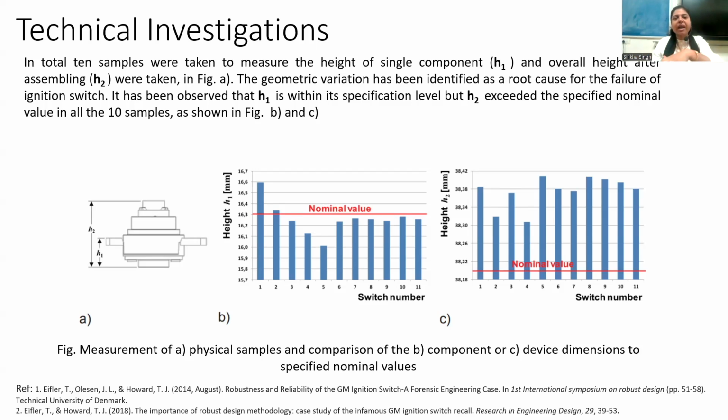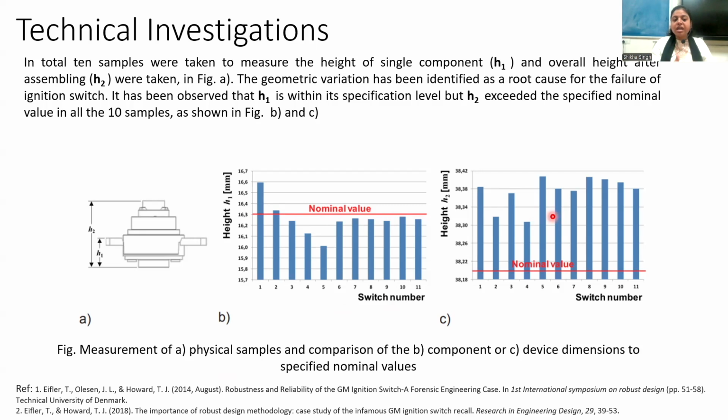The detent and spring and everything was there in the final ignition switch. Then they observed that the height of the single component was closer to the nominal value, right? While after assembly, the height was not matching the nominal value.